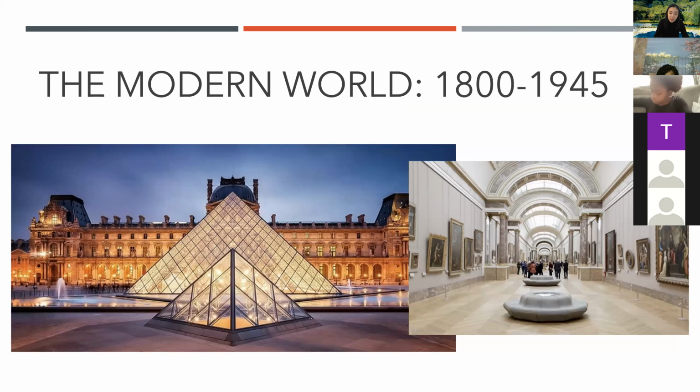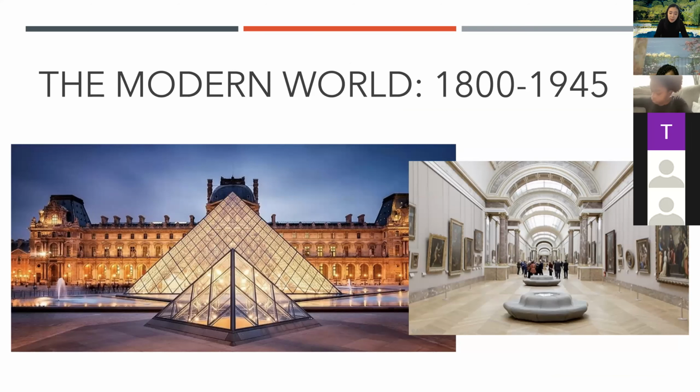The first national museum was the Louvre in Paris. Art was now for everybody, no longer only for the church or the nobility. That is the huge difference for modern art.